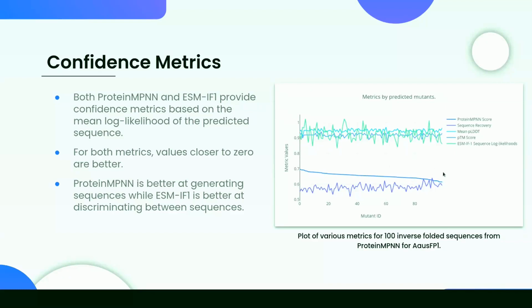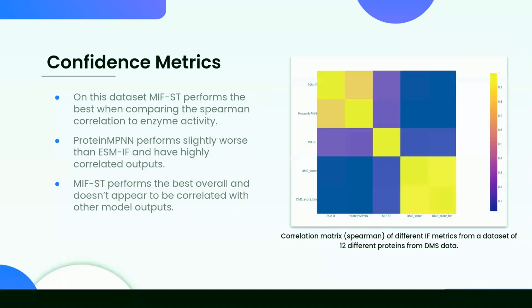We see that ProteinMPNN is a little bit better at generating sequences, while ESM-IF1 is a little bit better at discriminating between sequences. On top of that, we also see that AlphaFold is very, very bad at discriminating between mutations in protein sequences.